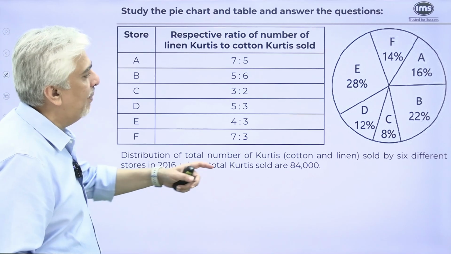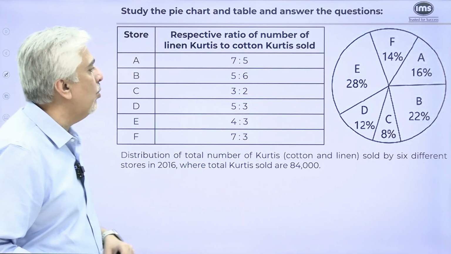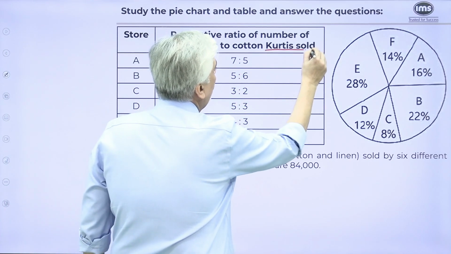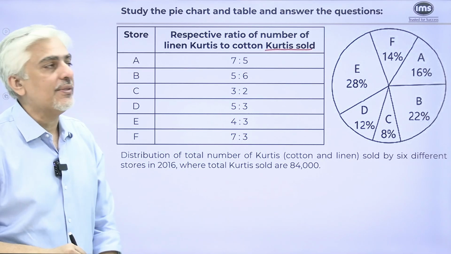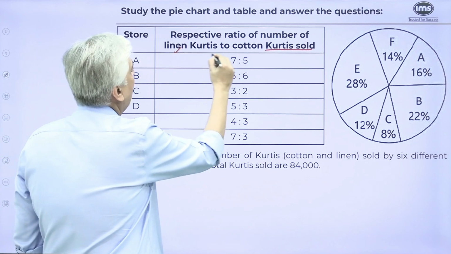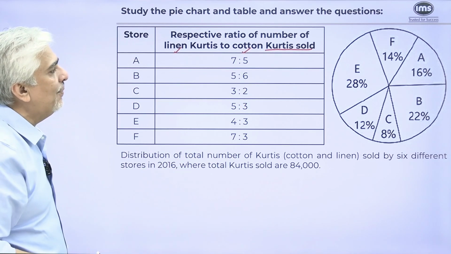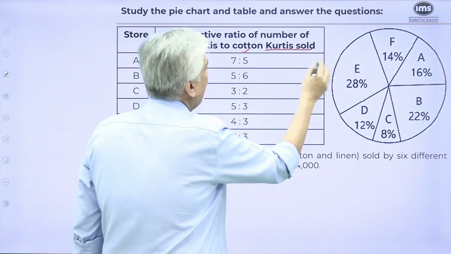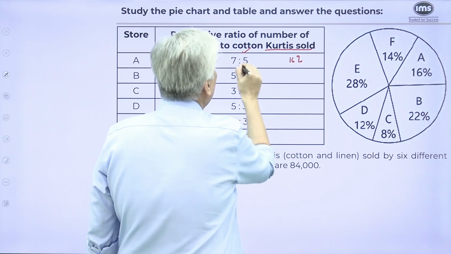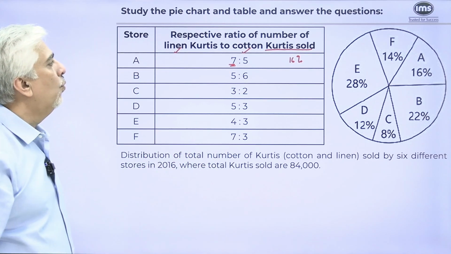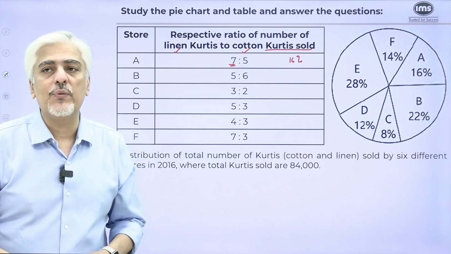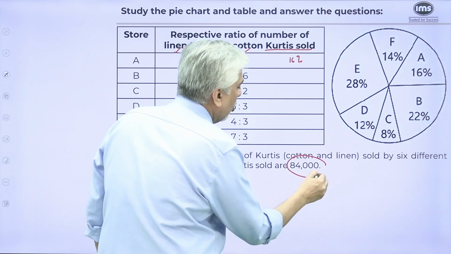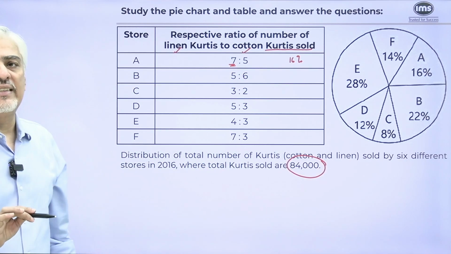We have a pie chart with 6 stores A to F, where the different percentage of kurtis sold has been given. The kurtis are of 2 types, linen and cotton. Just for example, suppose there were a total of 100 kurtis sold. A has sold 16% of the kurtis, out of which 7 by 12 would be linen and 5 by 12 would be cotton. The total number of kurtis is given as 84,000 across all the stores. So that's the data we have.